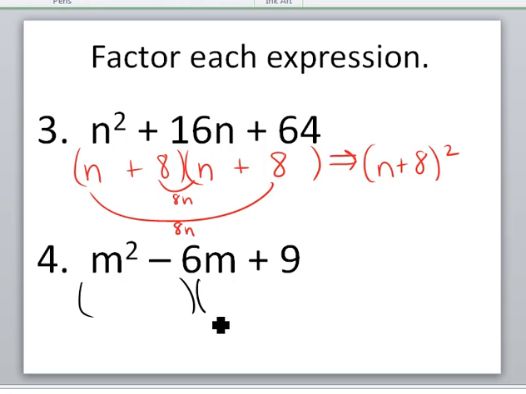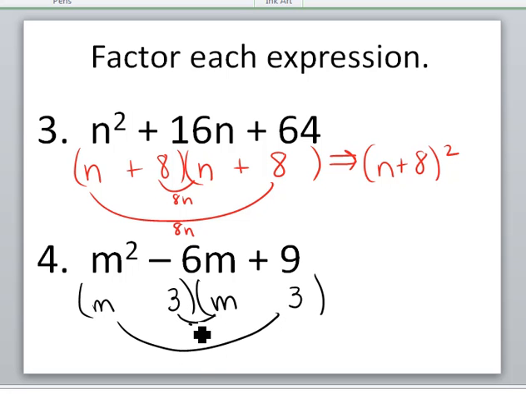Next example, I'm just going to keep going through these pretty quickly. I think most of you will like these. Like I said, if m times m gives you your m squared, what times what gives you 9? Well, 3 times 3, or 1 times 9, but since it's a perfect square, I'm going to try the 3 times 3. I get 3 and 3, 3m and 3m. I need a negative 6, so I need a negative and a negative, so I put 2 minuses. That gives me m minus 3 squared.